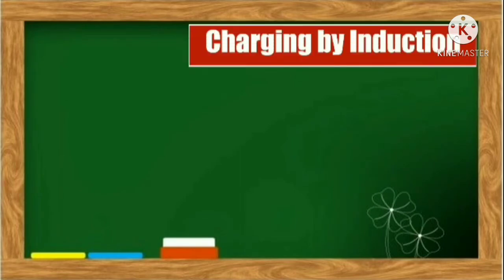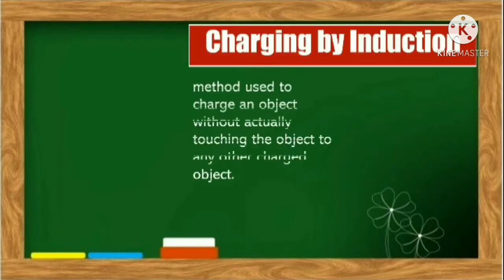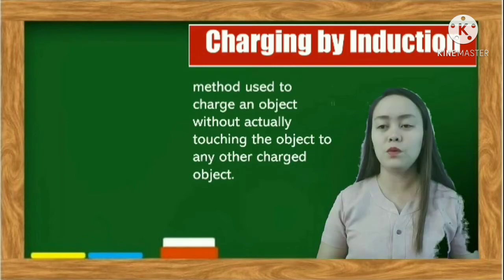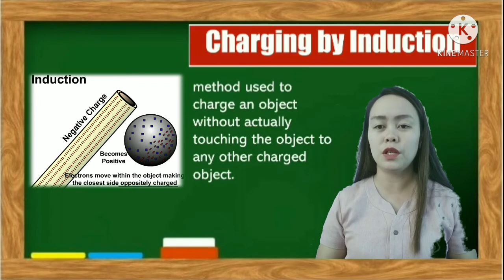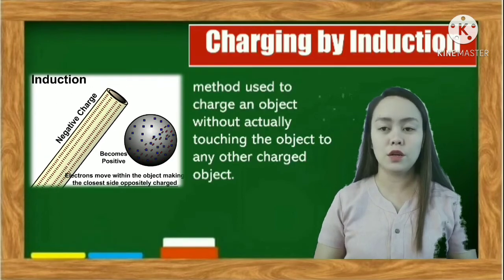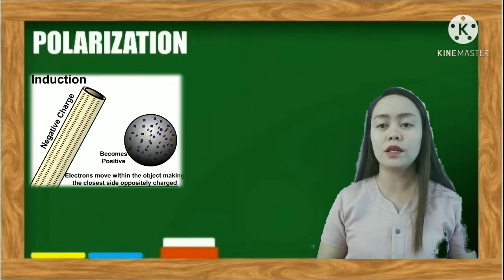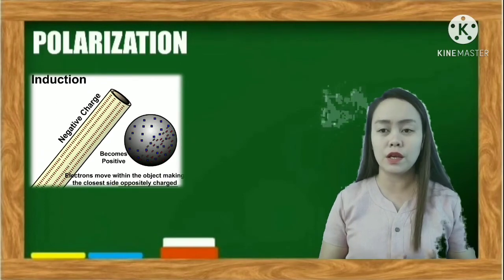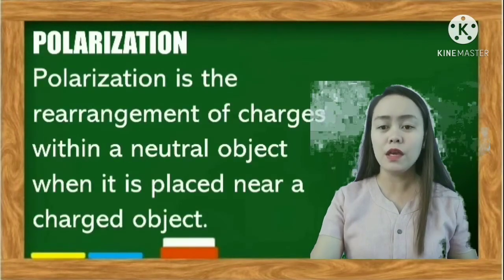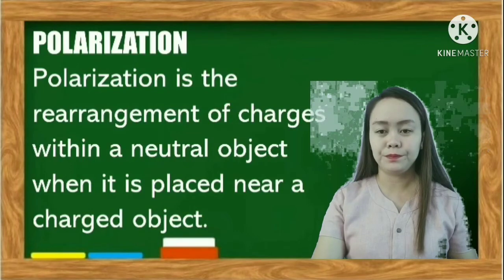The second process is called charging by induction. This refers to the method used to charge an object without actually touching the object to any other charged object. An understanding of charging by induction requires an understanding of the nature of a conductor and an understanding of polarization.